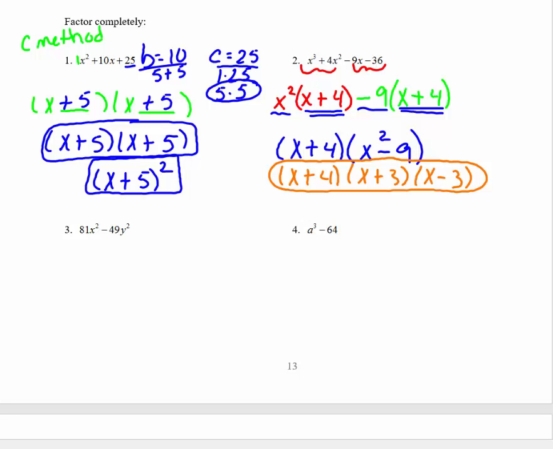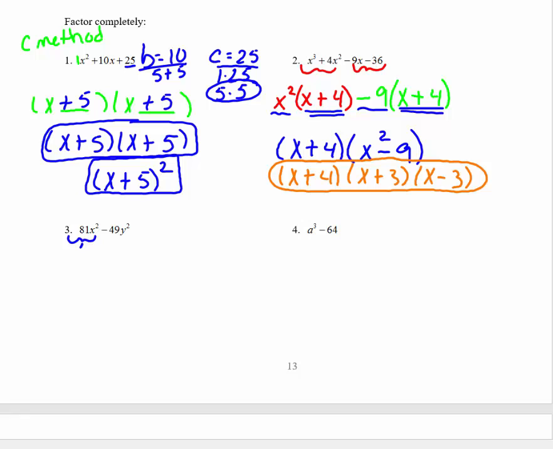Number 3. We have 81x squared minus 49y squared. First thing we look for is to see if there's a GCF. Nothing in common. Now we look to see how many terms we have. We have 2 terms, so it's either difference of squares, difference of cubes, or sum of cubes. This is a difference of squares because we know 81 comes from 9 and 49 comes from 7. So don't forget about the variable as well.